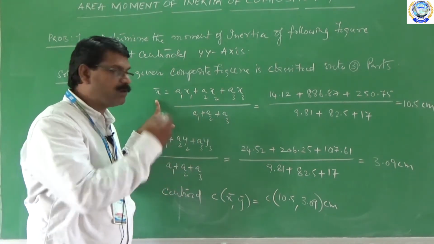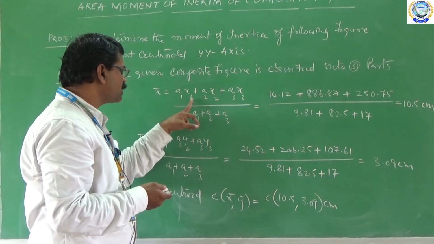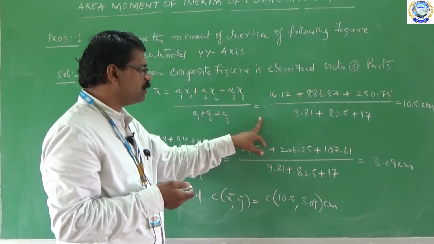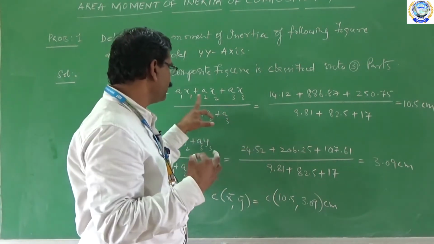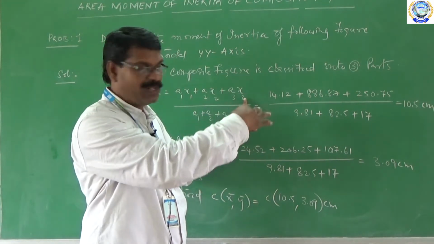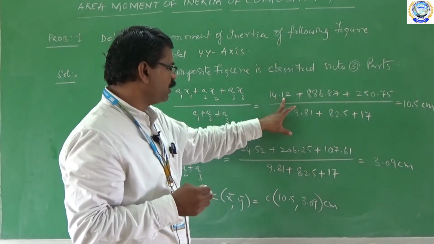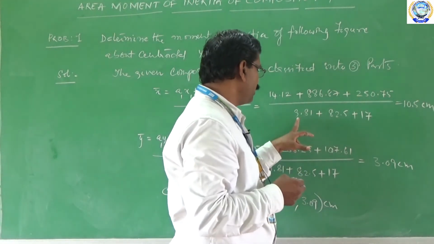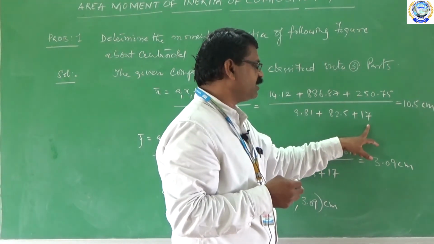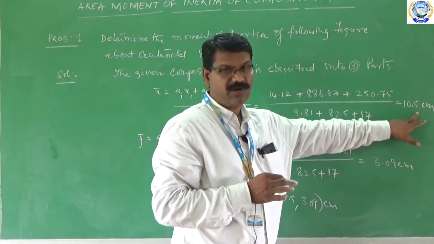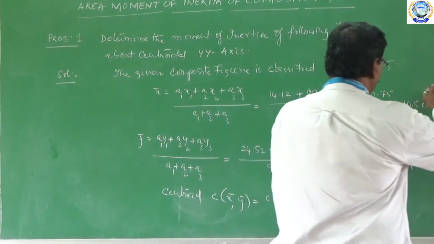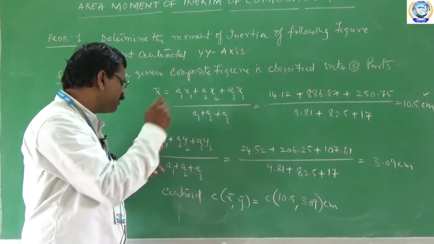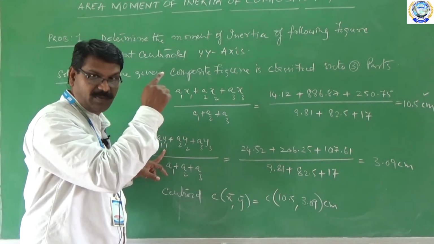We have a specific formula for this. X bar is equal to a1 x1 plus a2 x2 plus a3 x3 whole by a1 plus a2 plus a3. Bring all the values of a1 x1, a2 x2, a3 x3 and substitute in their respective places. We will get 14.12 plus 886.87 plus 250.75 whole divided by 9.81 plus 82.5 plus 17, and after simplifying this, we will get 10.5 centimeters. This 10.5 centimeters is considered as the x bar coordinate.